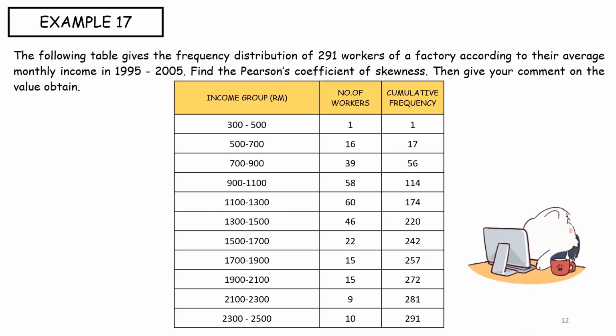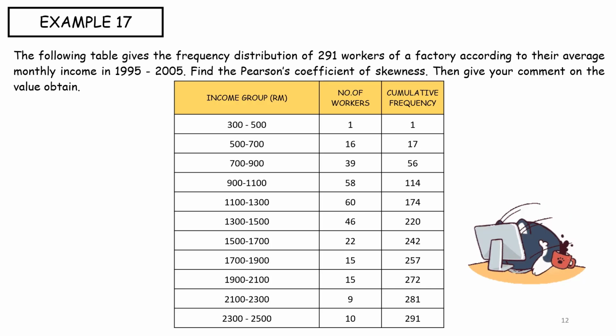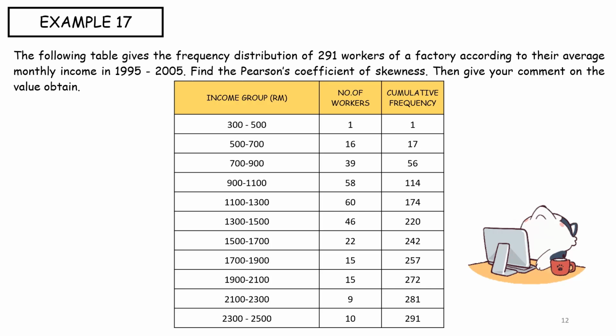The following table gives the frequency distribution of 291 workers of a factory according to their average monthly income in 1995 to 2005. Find the Pearson's coefficient of skewness. Then give your comment on the value obtained.